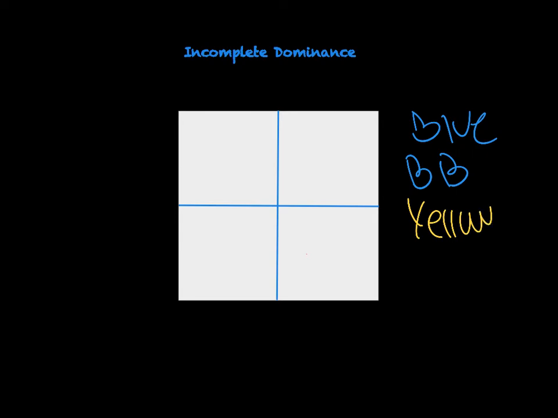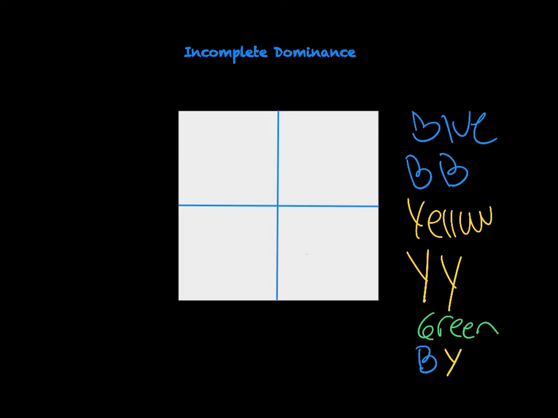Incomplete dominance refers to a genetic situation in which one allele does not completely dominate another allele, which therefore results in a new phenotype. For example, when we have a homozygous dominant blue flower with two big B's, and a homozygous dominant yellow flower with two big Y's, this can result in a new phenotype of green, since blue and yellow mix together, and this would be a heterozygous big B, one big B and one Y. So it'll have one big B from blue and one big Y from yellow.